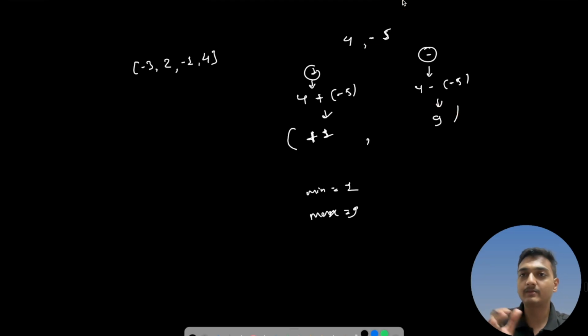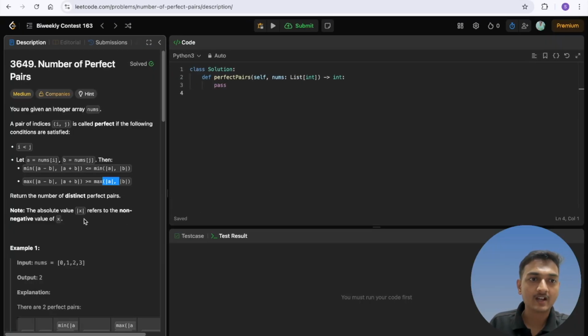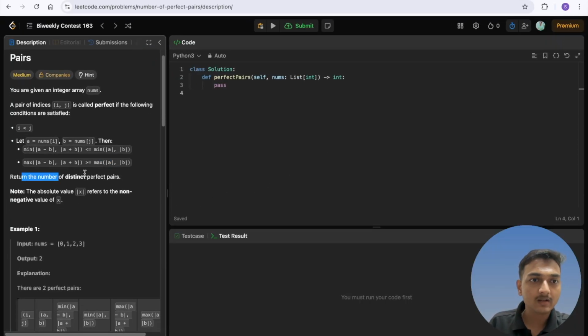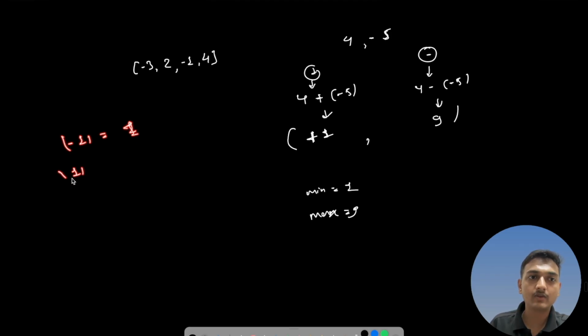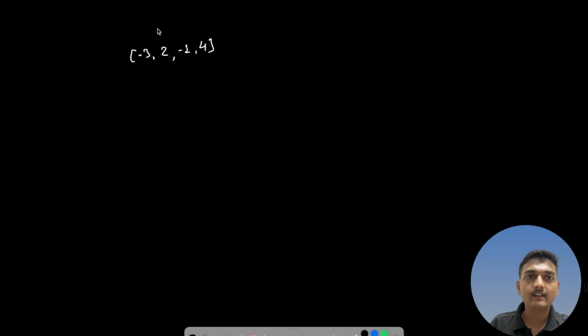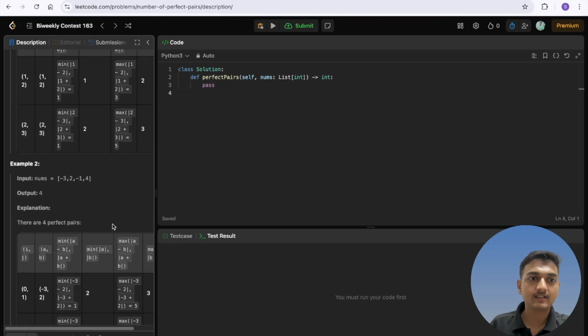So this is basically what is given to us in the question. We need to determine the count of the number of distinct perfect pairs. The absolute value refers to a non-negative value, I hope you understood. If you get a negative number, you will get a positive number, and if you get a positive number, you will get a positive only. We are just taking the positive. That's it. This is the second test case here.